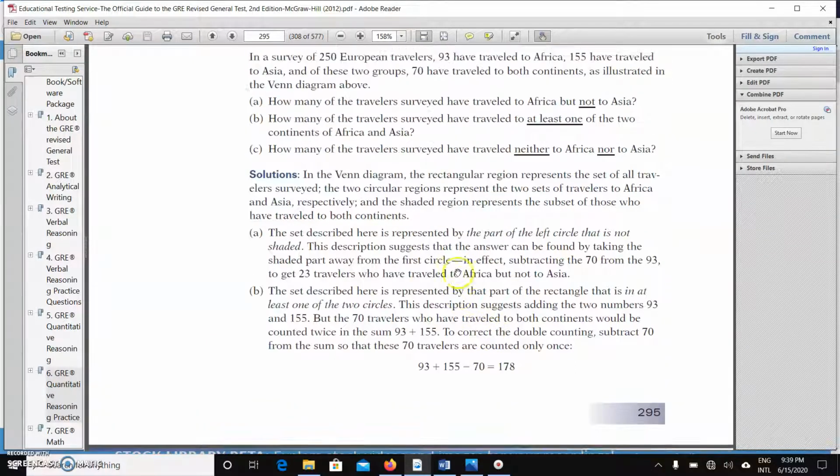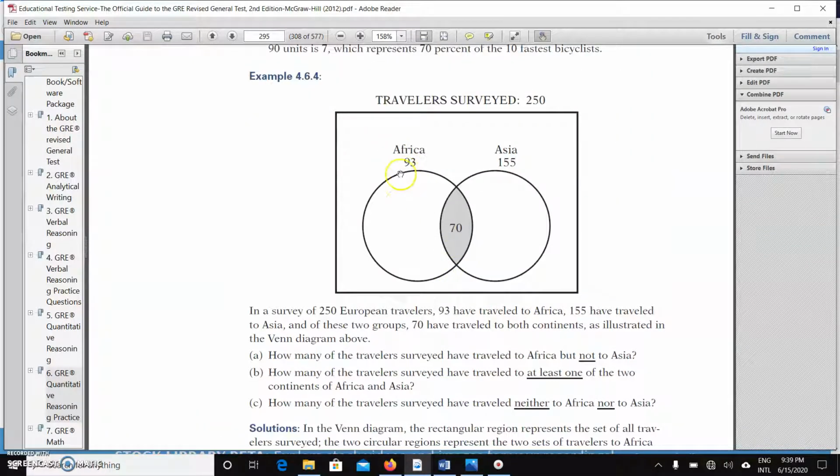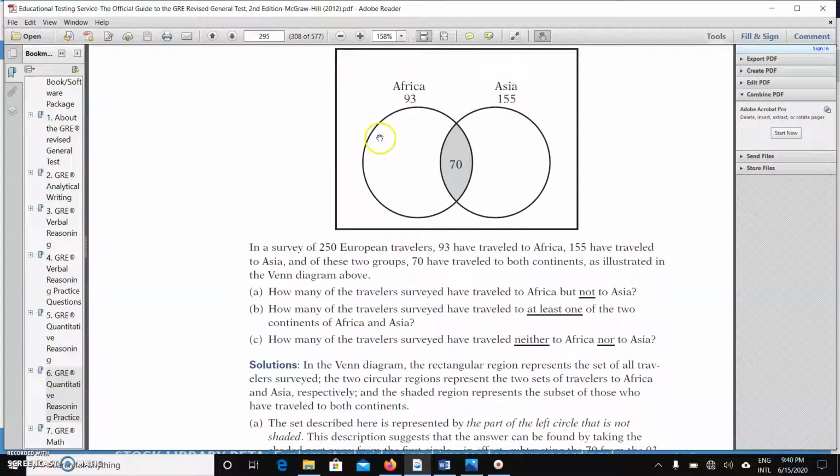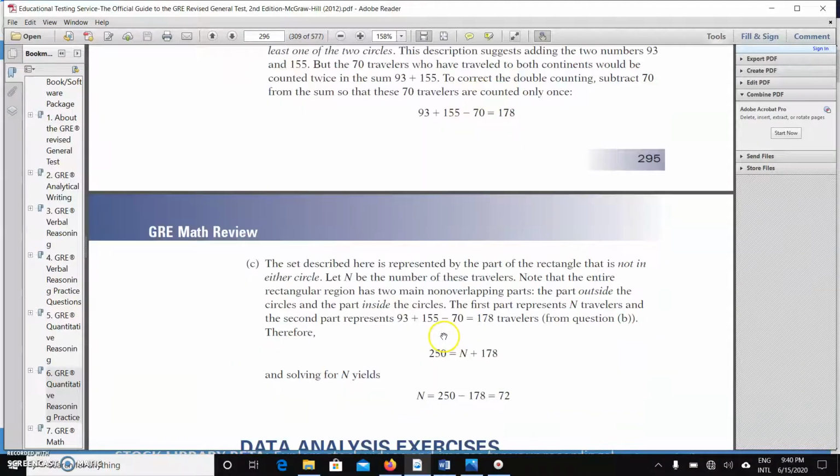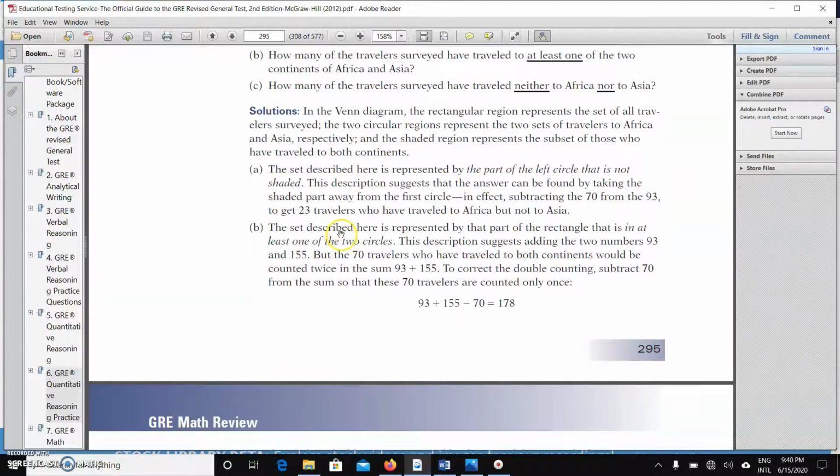Or you do it the way I told you: calculating Africa alone, Asia alone, and the overlap. Africa alone will be 93 minus 70. Asia alone will be 155 minus 70. Then you add 70. Or do it this way: add 93, 155, and minus 70. It gives you 178.